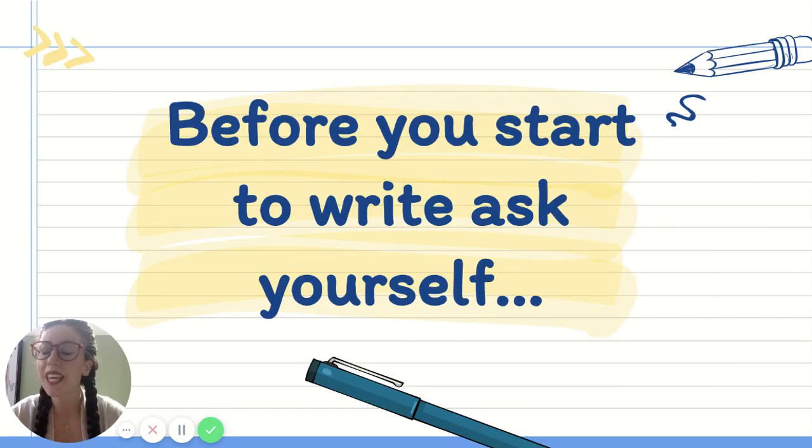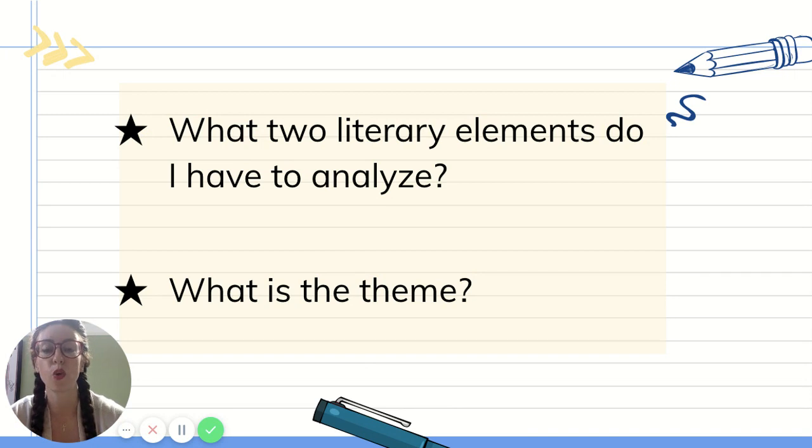So before I even start writing, I need to ask myself two questions. The questions are, what two literary elements do I have to analyze? And also, what is the theme? They kind of give us a hint as to what the theme is in the question, but I have to write my own theme before I can continue writing my paragraph.